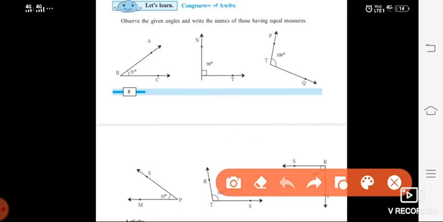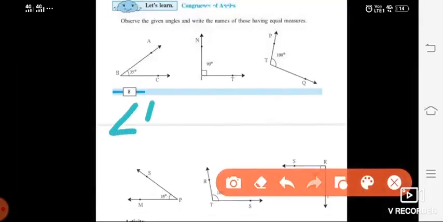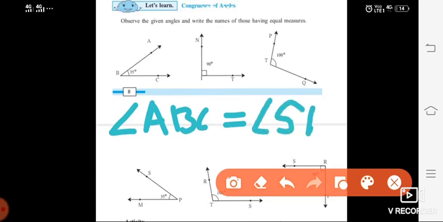Yes, so now I'll show how to write this answer. Only for one I'll show, the remaining you will write. So for example, angle ABC is 35 degree. So which is the other angle of 35 degree? Yes, angle SPM. So you'll write angle SPM. In this way you will write the second and third pair.